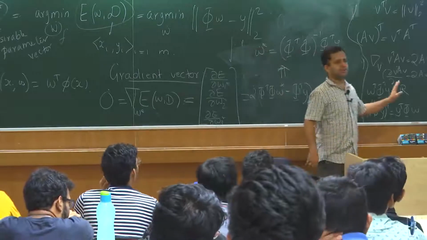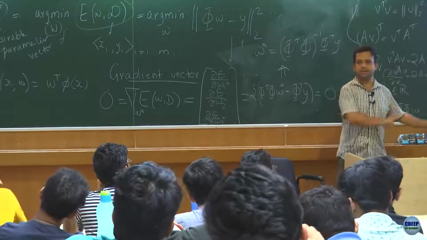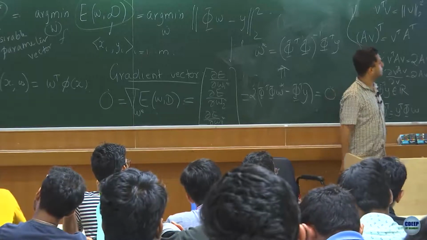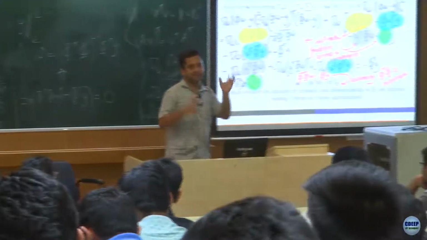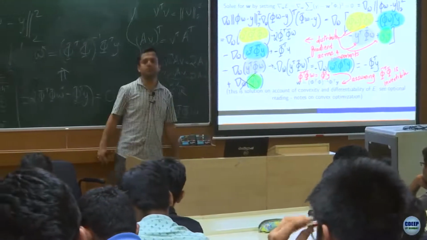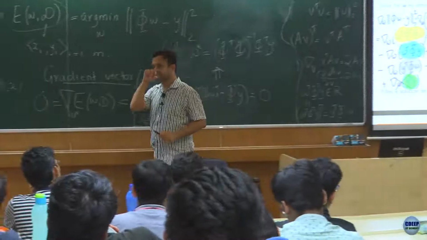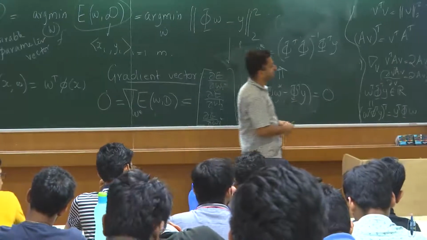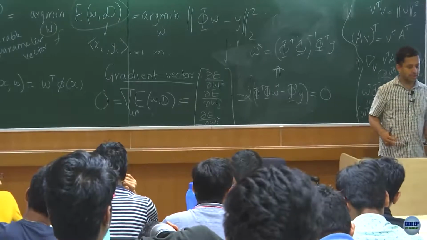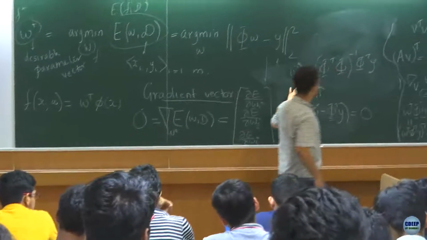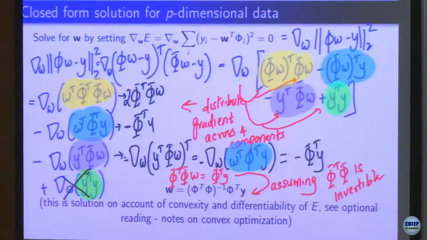I want to make sure everyone understands the spirit behind this derivation: the fact that the gradient distributes itself, and the fact that we have used some matrix operations involving transposes. Is this clear? This is a solution on account of convexity and differentiability of E. See the optional reading notes on convex optimization. Again, some of this you have to trust me and read up if you need to convince yourself.